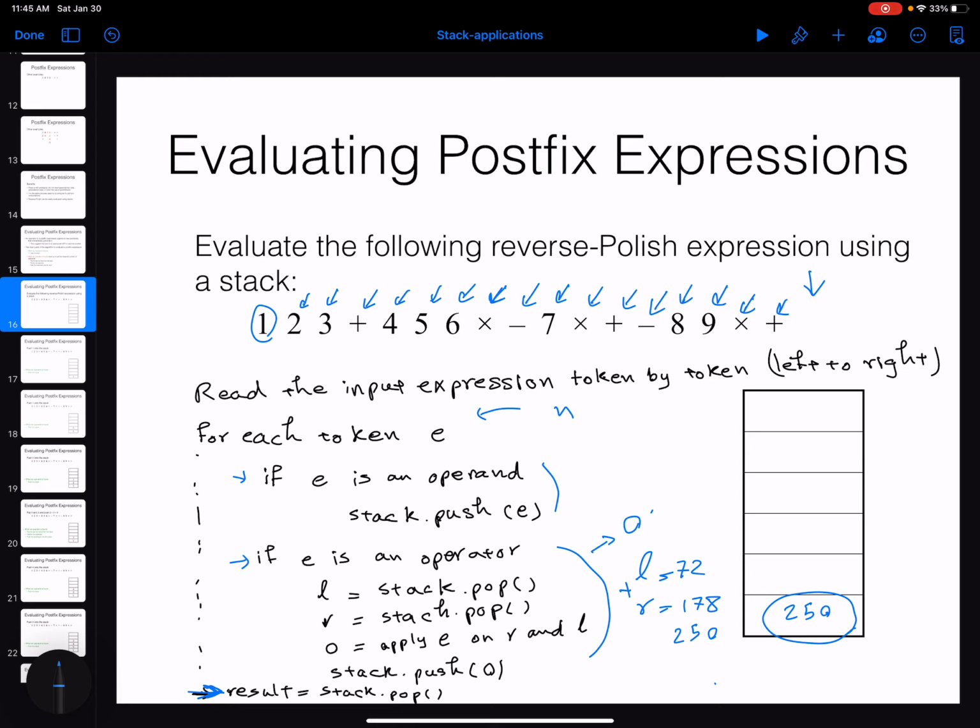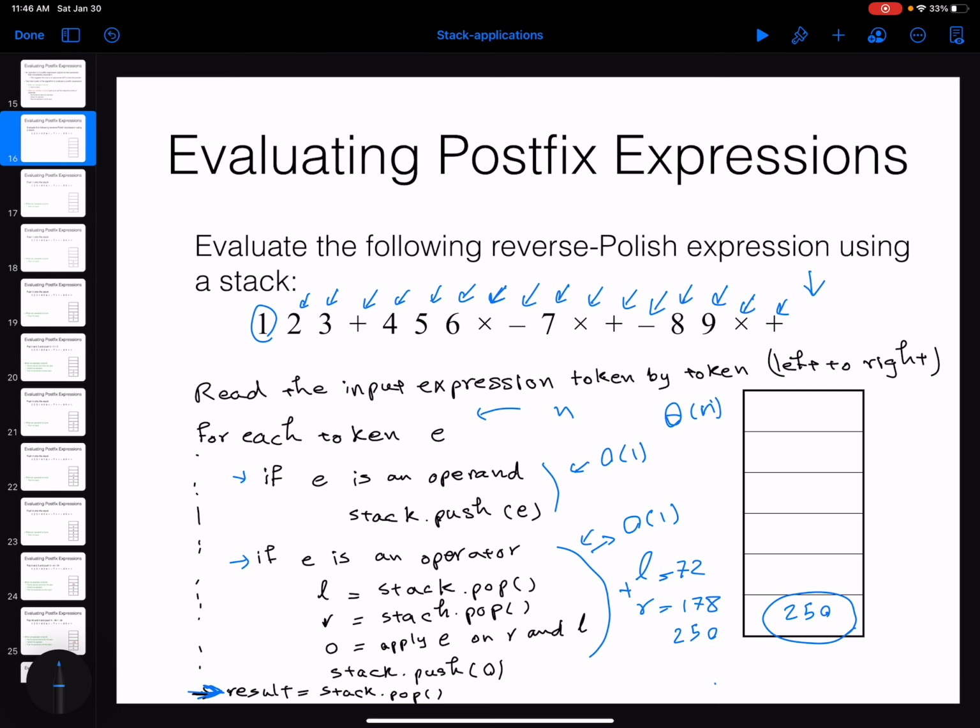Both of these are going to be a constant amount of work, right? Because you are doing just 2 pops and 1 push here, or just one push here. So anyway, this is going to be a constant amount of work. So at the end, for each token, you will do a fixed constant amount of work. So in total, the time complexity here for us is going to be theta of n. It just depends on how many tokens you have in your input string. And this is going to be a great algorithm.